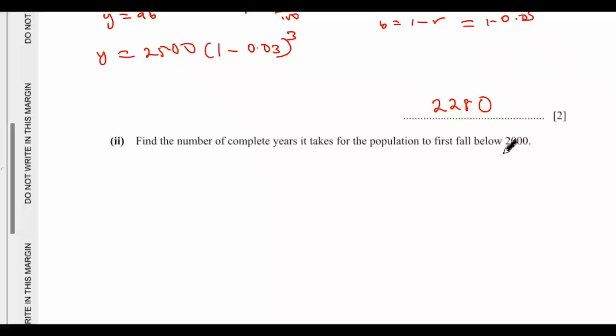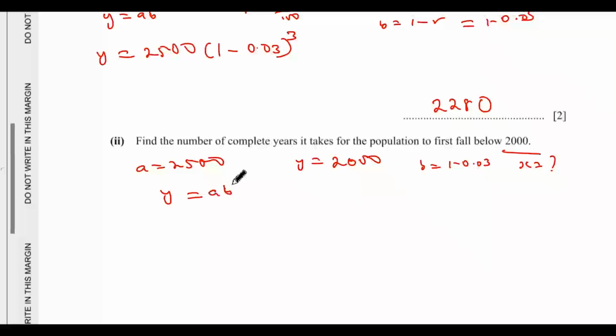Roman figure 2, find the number of complete years it takes for the population to first fall below 2,000. In this case, let's take the value of a to be 2,500. Then to fall below this, let's take y to be 2,000. That's the new value. The other parameters remain the same, except x, which we want to find, the time. So b is 1 minus 0.03, and we need to find x. Using the same formula, y equals a b to the power of x, we have 2000 equals 2500 times (1 minus 0.03) to the power of x.